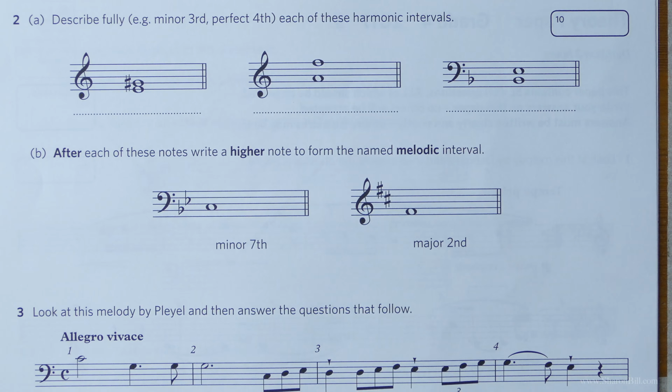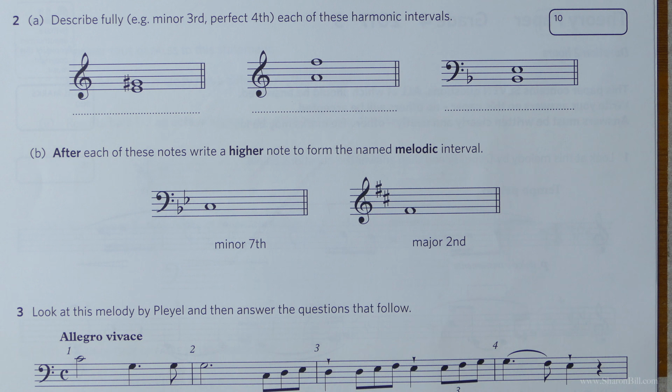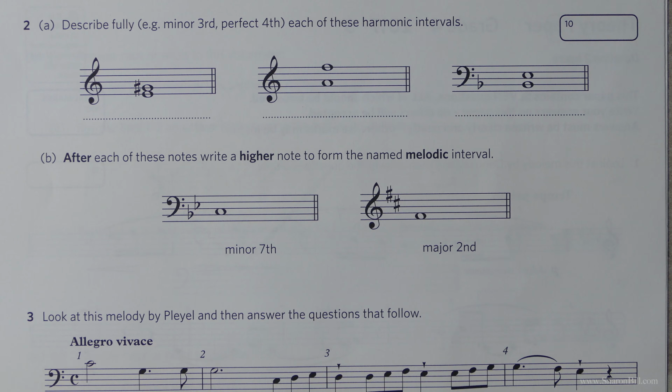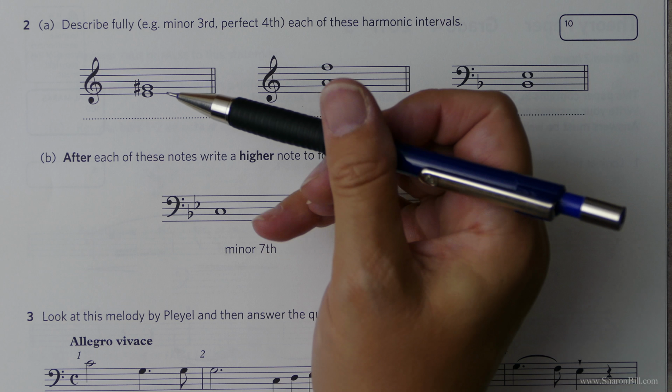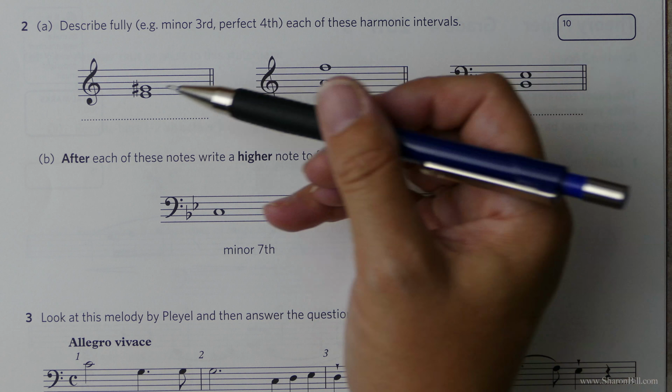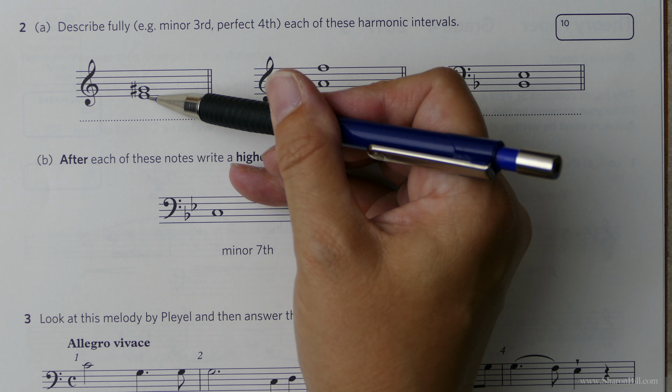So now we're on to intervals. And so we've got some harmonic intervals, which if you remember means that they come together one on top of the other like a chord or a harmony. We always count from the bottom note, and we always take that bottom note as our key note.